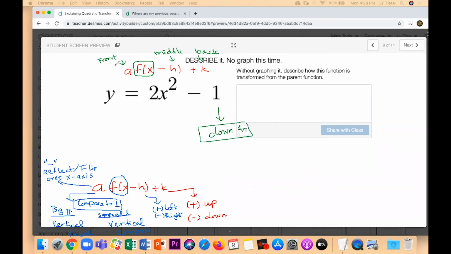Right here, if I'm looking at a, being the number in front, this is 2. We always compare to 1, a big number or a small number compared to 1. If this is a big number, then it's going to be a vertical stretch. You're stretching by 2.